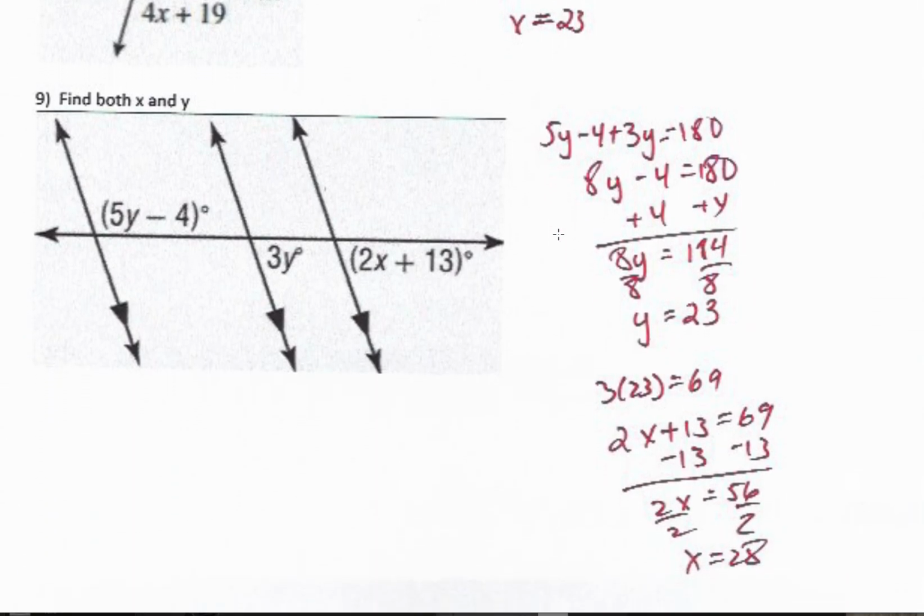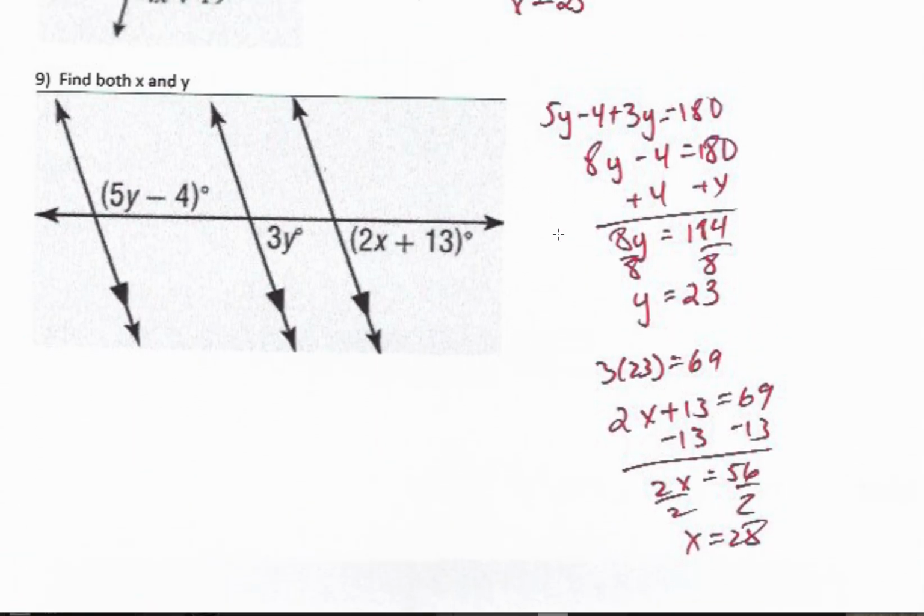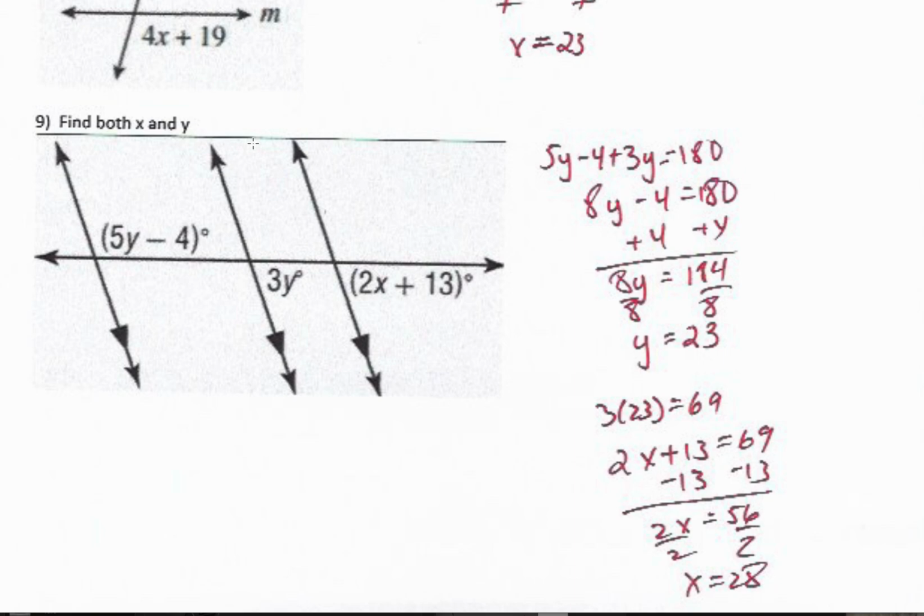Number 9 is a little tricky because it says to find both x and y. So I'm going to concentrate on the y's first. And what I notice here is I have an obtuse and I have an acute. So they got to add up to 180. Same side, same operation. That gives me 8y minus 4 is 180. Adding the 4, 184, dividing by the 8, I get y is 23.